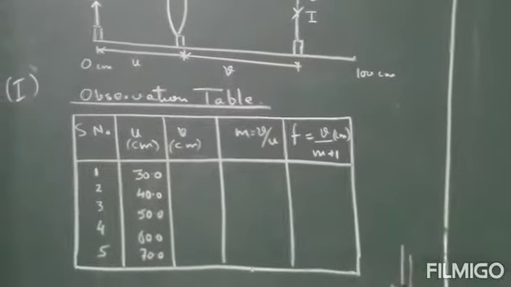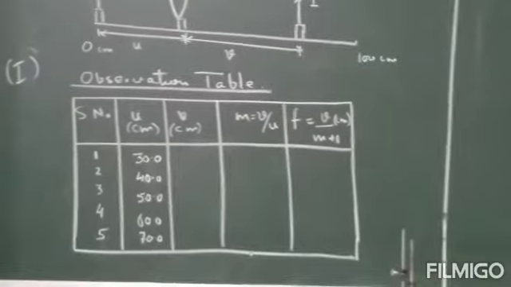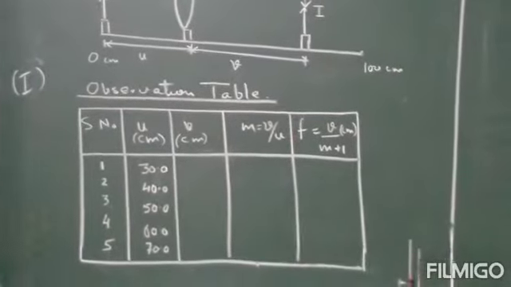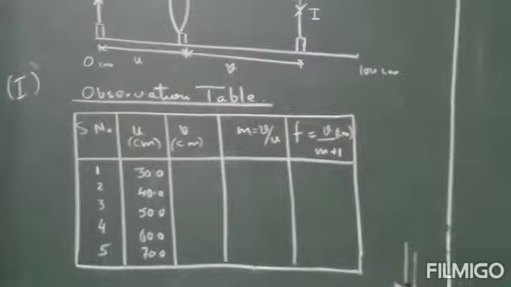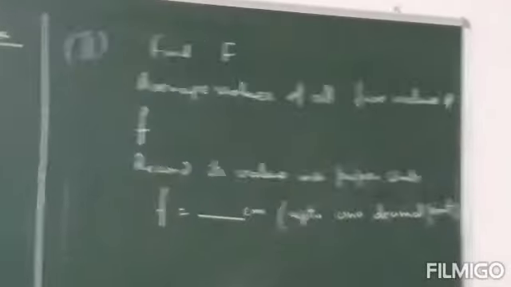Finally, you have to find the value of F, that is the average value of all the 5 readings. And you have to record its value with the proper units. After you take out the mean of all F, your answer should be up to 1 decimal point.